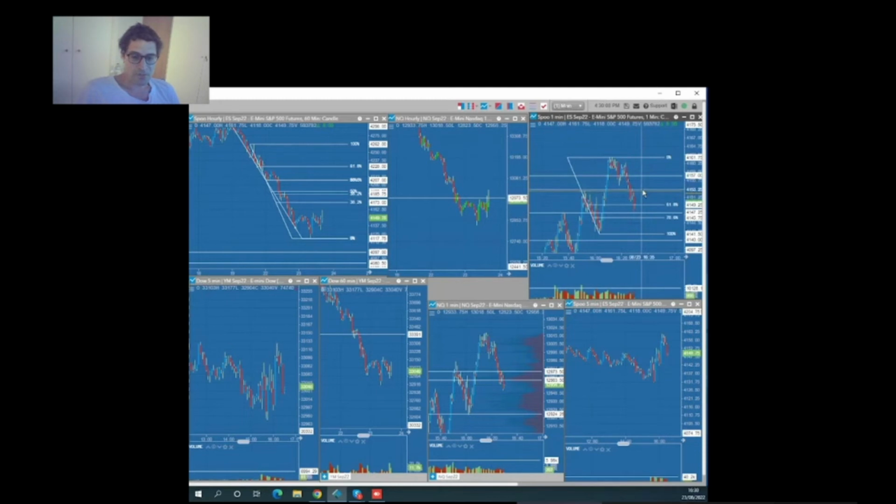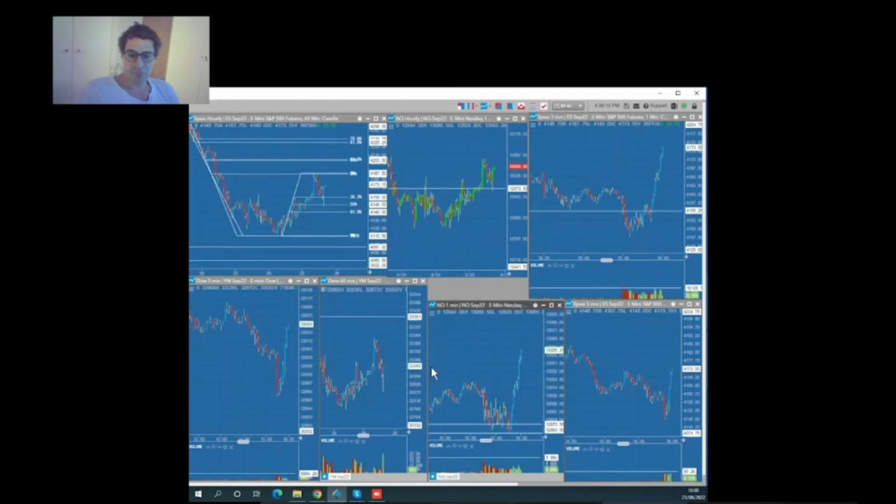Let's not talk too much. Look at 76, just in case it does 76. So that's the next trade. The market spiked for absolutely no reason.